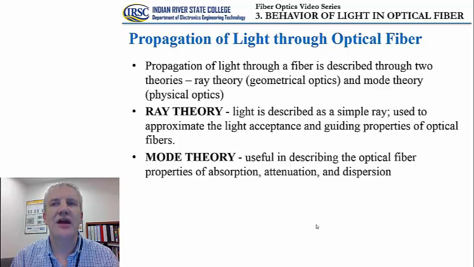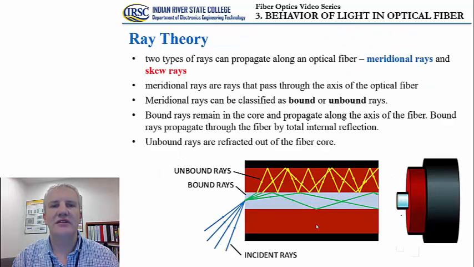The mode theory would describe behavior of light within an optical fiber, such as properties of absorption, attenuation, and dispersion. This slide dives a little deeper into the whole concept of the ray theory. According to the ray theory, two types of rays can propagate along an optical fiber: so-called meridional rays and so-called skew rays. Meridional rays are rays that pass through the axis of the optical fiber and are used to illustrate the basic transmission properties of optical fibers.